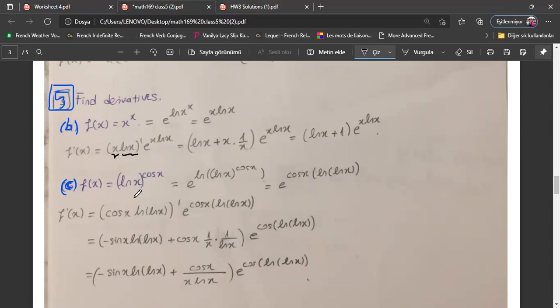Now part C. We're given this function, ln of x to the cosine x, right? So we do the same thing. We apply the same thing. We have e to the ln of x to the cosine x. As in the previous one, we rewrite the power cosine x as a multiple, cosine x times ln of x. All right. Now what do we have?